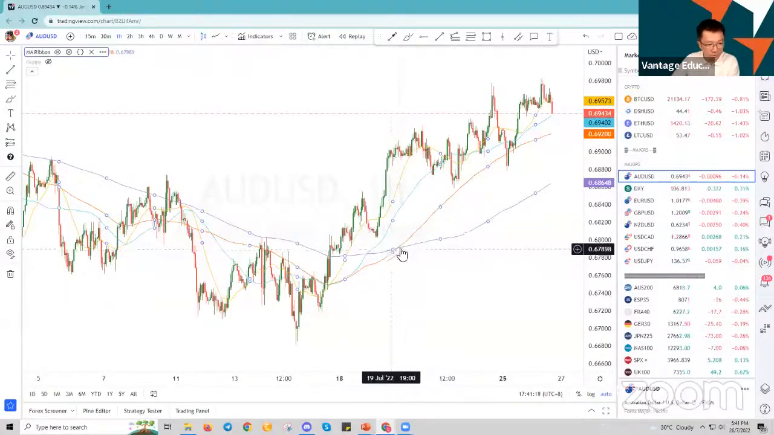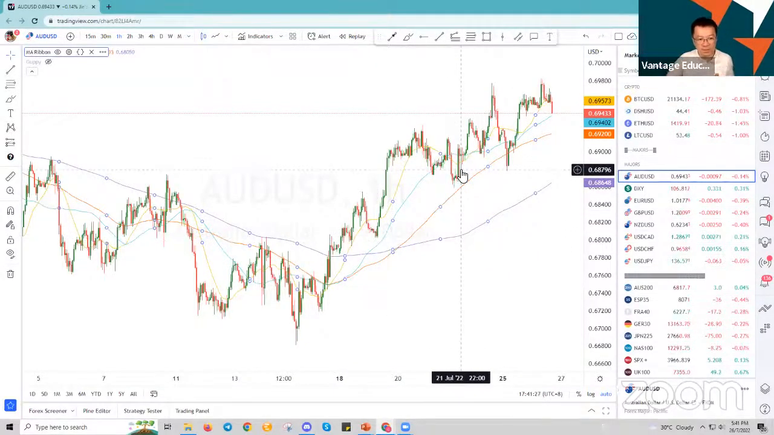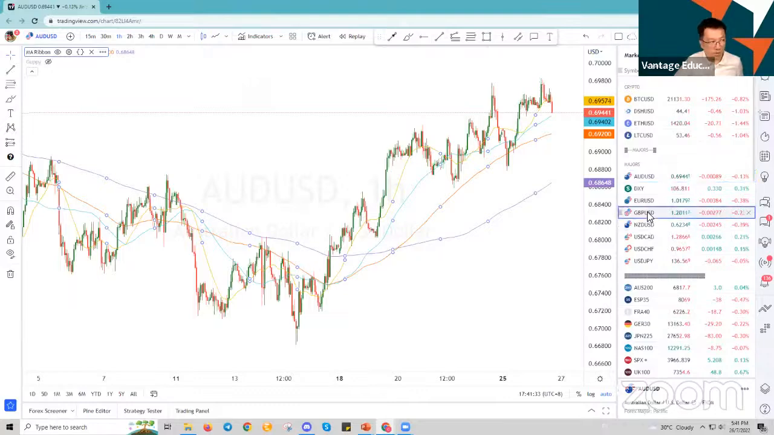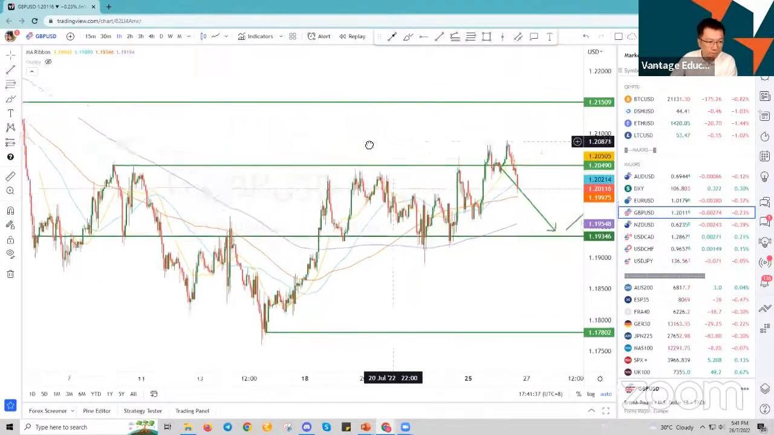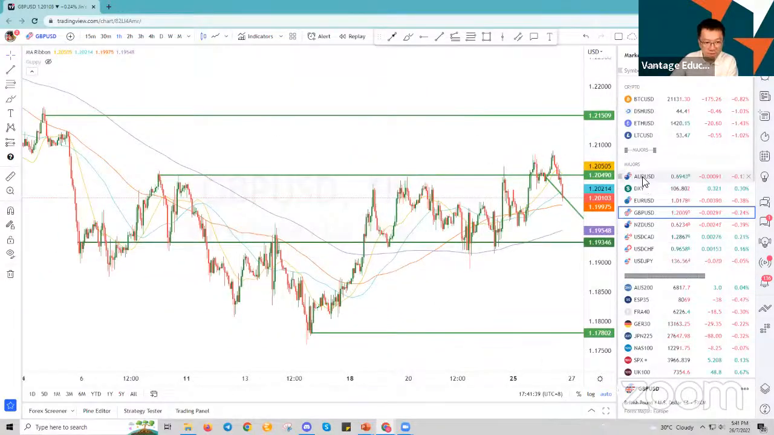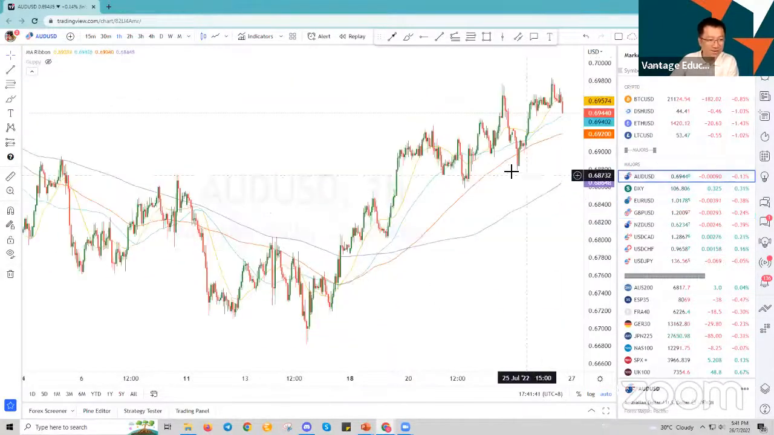A 50 and a 200 crossover there pointing towards the upside to show us that golden cross, to show us everything pointing to upside. You see that big upward move on the Aussie dollar here on the H1 time frame. We looked at the pound dollar, for example, right? No, actually, I'll go back to the Aussie just because there's 20 lines here.